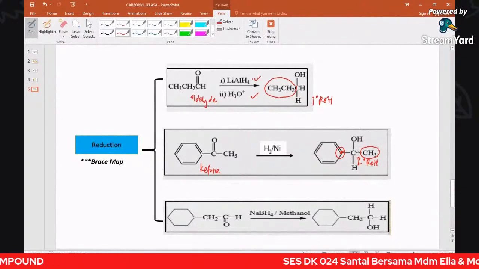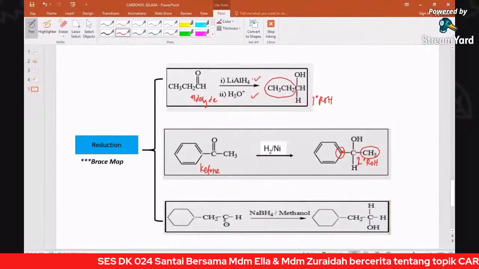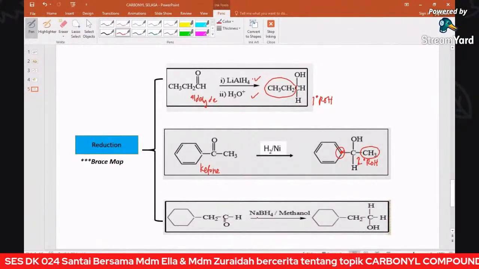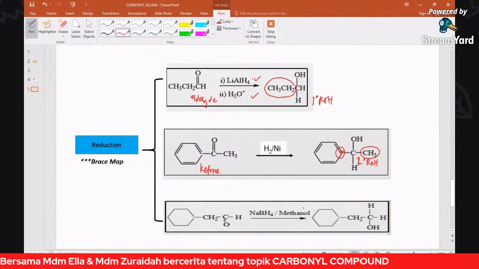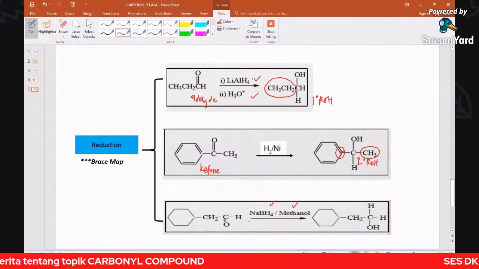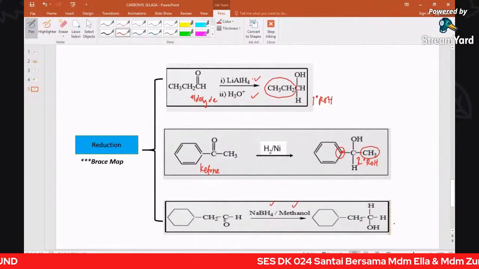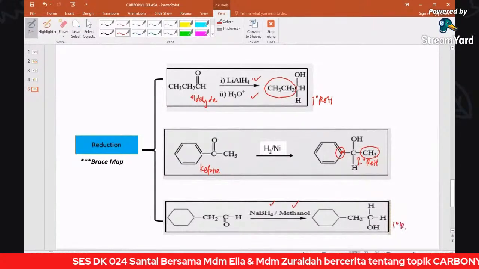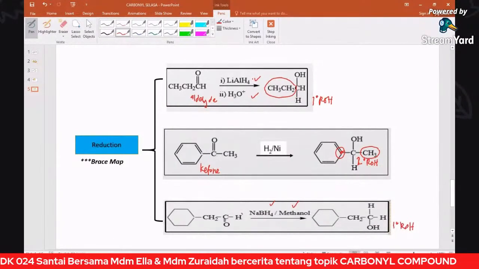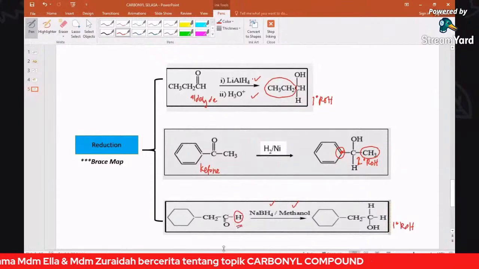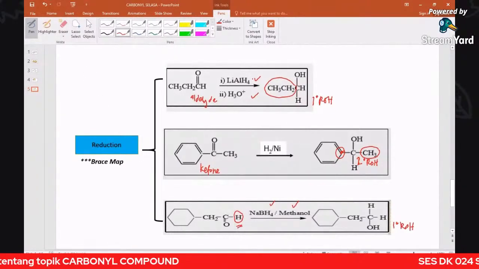That is carbonyl. If you look at this structure also, there is aldehyde, so we can use sodium borohydride in methanol. Both of these reagents you need to write: sodium borohydride in methanol. The aldehyde will turn into what? Guys, the aldehyde should be primary alcohol. Why aldehyde? Because this is a carbonyl that has hydrogen. Okay, that's all from me.